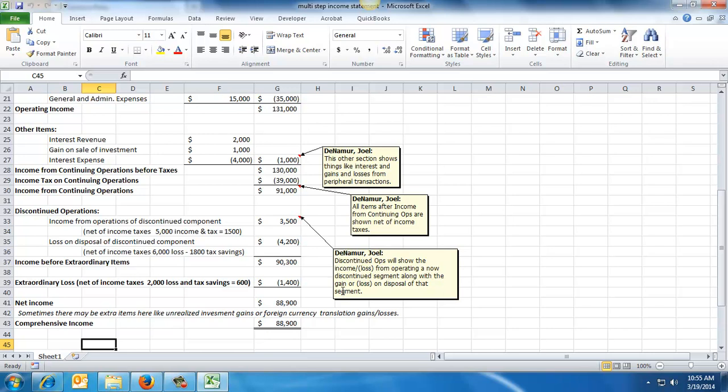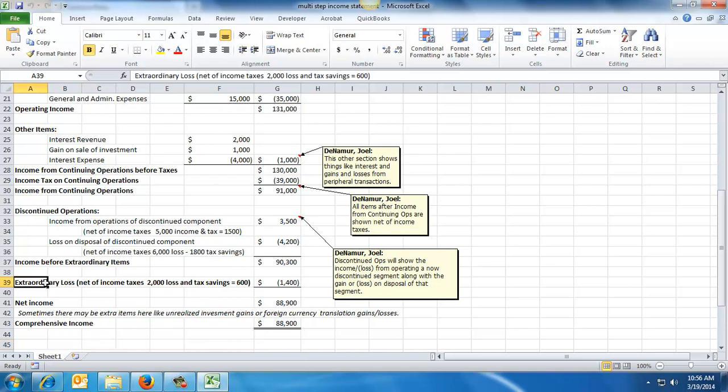Discontinued operations are going to show the income or loss from operating a now discontinued segment, along with the gain or loss from disposing of that segment, whether it's a store, whether it's the equipment in that store, all those different items. So here we have income from operating it of $3,500 and a loss on the disposal of that segment of $4,200. And we'll report both of those after tax. So in this case, if we would have had $5,000 of income, if we take tax out of that, that nets down to $3,500. If we would have had a $6,000 loss here, that would actually save us tax dollars at the same percentage rate, which would be an $1,800 tax savings.